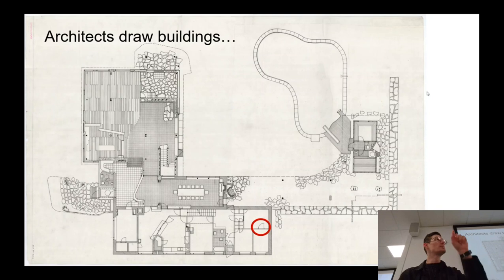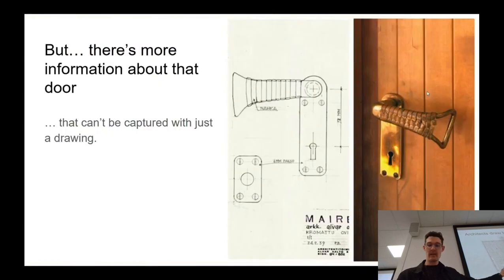Because Alvar Aalto has produced one drawing of a building. He doesn't just give this drawing of a building to a builder and say, go and build this. He also designs the door handles. So he's working at multiple scales, right? This is kind of what architects do.